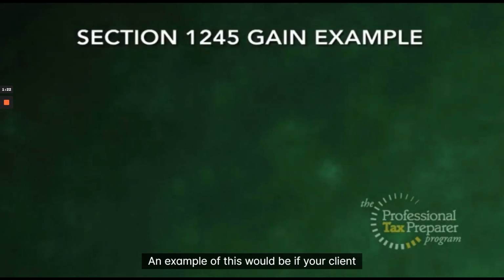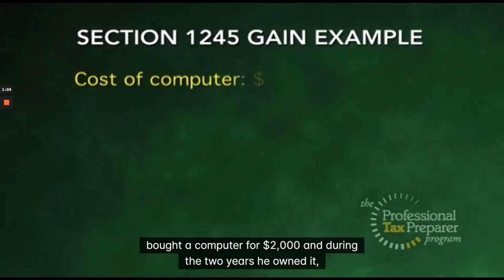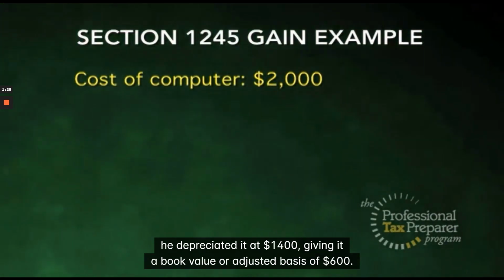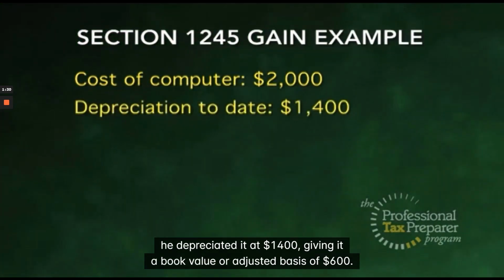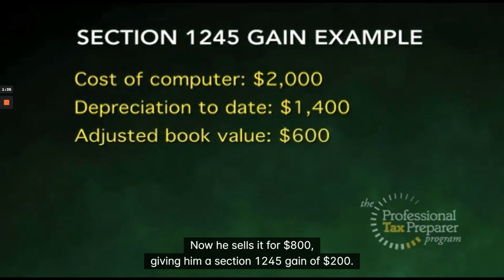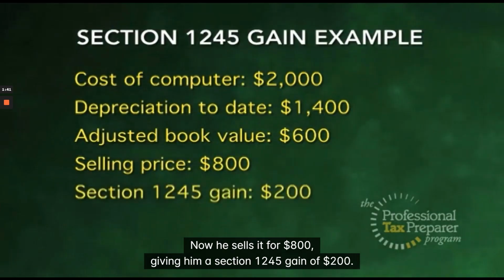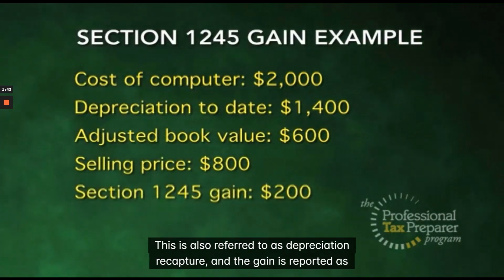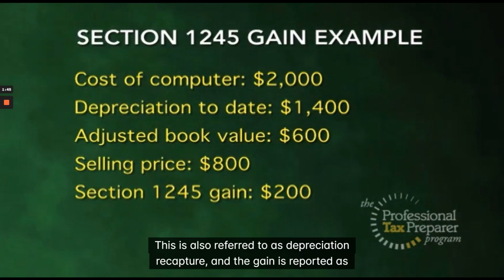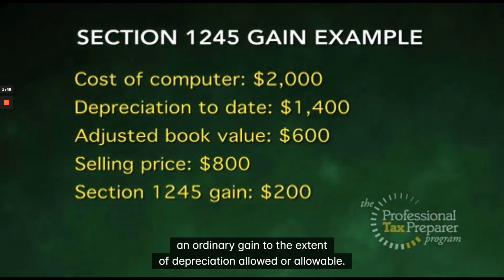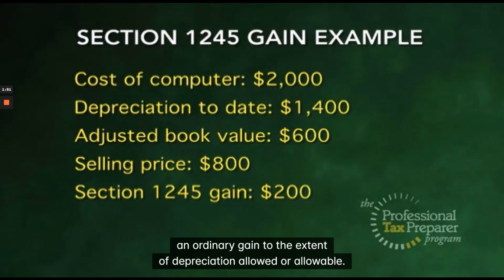An example of this would be if your client bought a computer for $2,000, and during the 2 years he owned it, he depreciated $1,400, giving it a book value or adjusted basis of $600. Now he sells it for $800, giving him a Section 1245 gain of $200. This is also referred to as depreciation recapture, and the gain is reported as an ordinary gain to the extent of depreciation allowed or allowable.